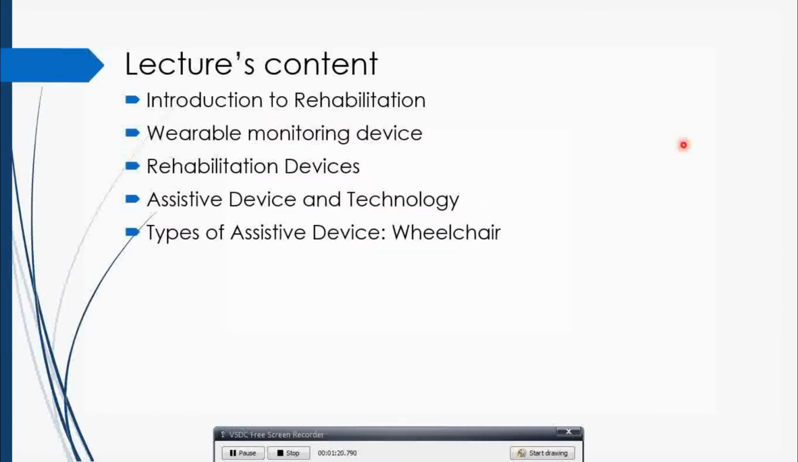Our content will be focusing on rehab, the introduction of the rehabilitation, what is rehabilitation, the functions, and what is the usefulness of rehabilitation, and then a little bit on wearable monitoring devices, the types of the devices, the available devices, rehabilitation devices, assistive devices, and technology, types of assistive device. We will look at one example, which is a wheelchair.